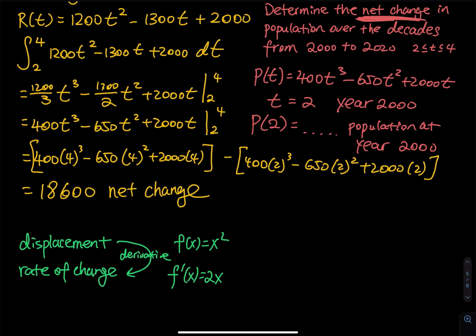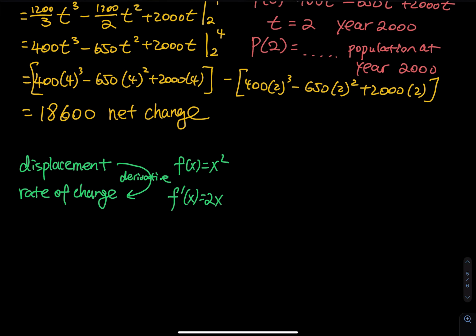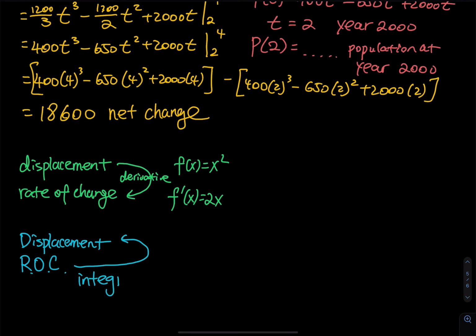Okay, and then how about from rate of change back to displacement? Let's switch to a different color. How about from rate of change, let's call that just ROC, back to displacement. All you have to do is take the integral. Let me give you an example. Let's say the rate of change is 2x, and then what's the displacement function? The displacement function is the integral of 2x dx, that is equal to x squared.